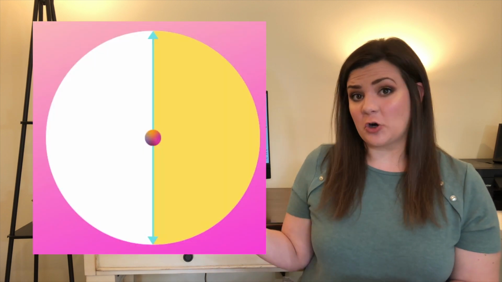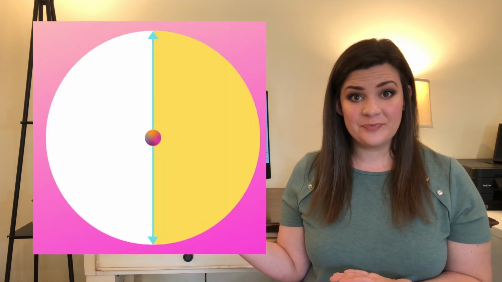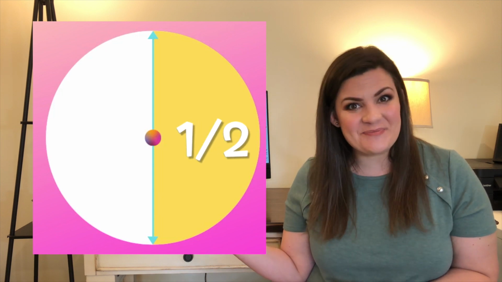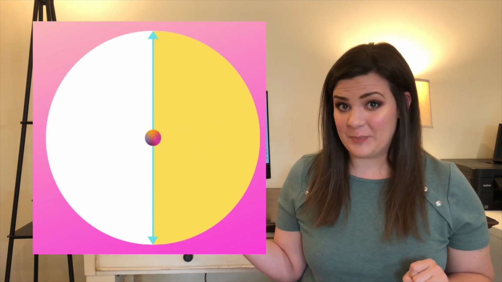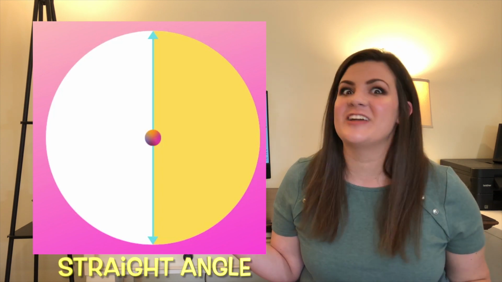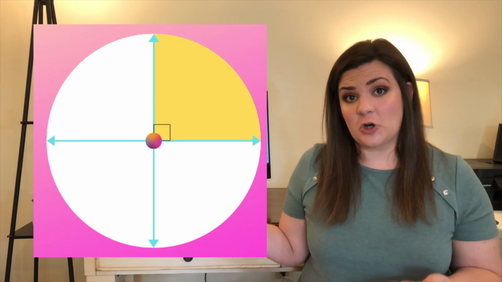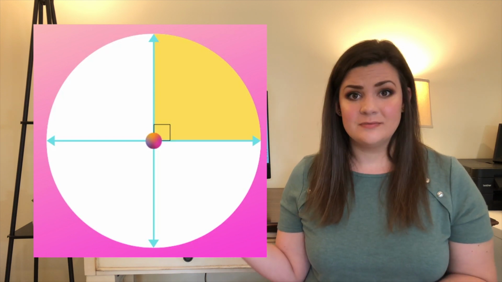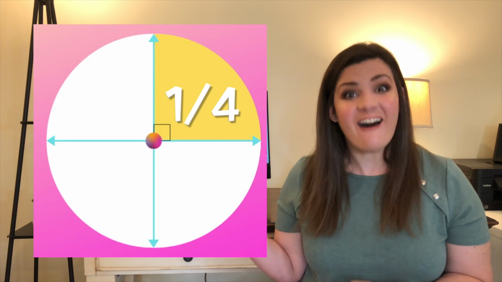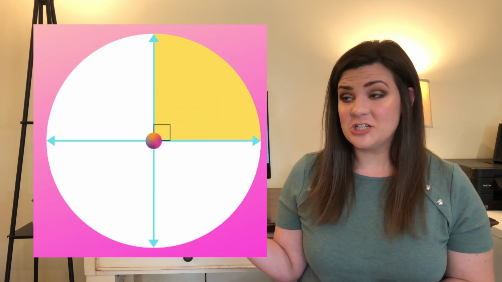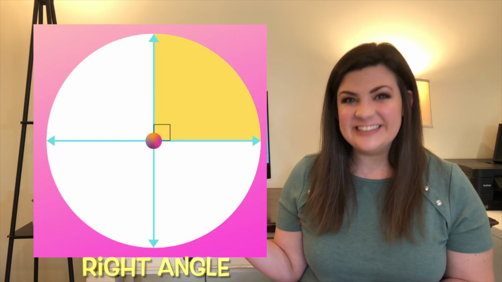What fraction of the circle is shaded here? Did you say 1/2? Awesome! What kind of angle does it form? Did you say a straight angle? Fantastic. What fraction of the circle is shaded here? Did you say 1/4? Awesome. What kind of angle does this form? Did you say a right angle?